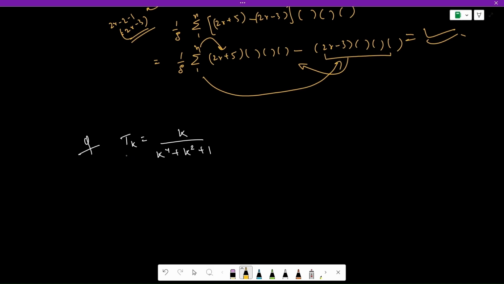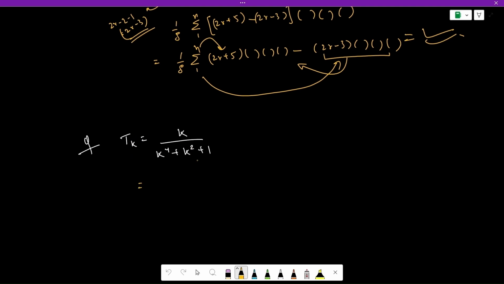This is the kth term of a series and we have to find the sum. Now to solve this, you must know the identity: k to the power 4 plus k square plus 1 equals k square plus k plus 1 into k square minus k plus 1.